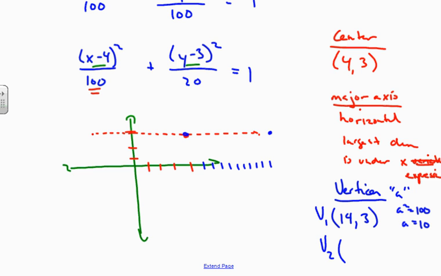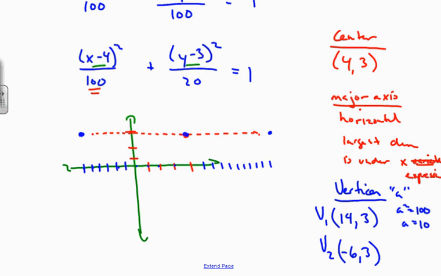Vertex 2 is going to be 10 units away from the center to the left. So we go 1, 2, 3, 4, 5, 6, 7, 8, 9, 10. It's going to be right there. That's vertex 2. If we take 4 and subtract 10, we should have (−6, 3). Just make sure: 1, 2, 3, 4, 5, 6, (−6, 3). And there we have it. So those are our two vertices.